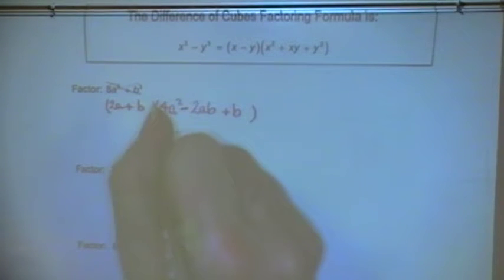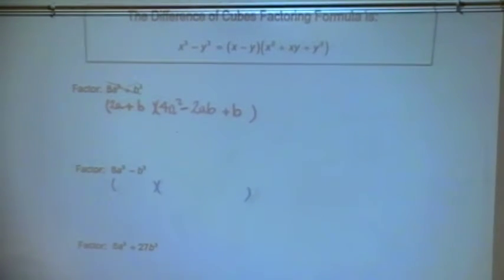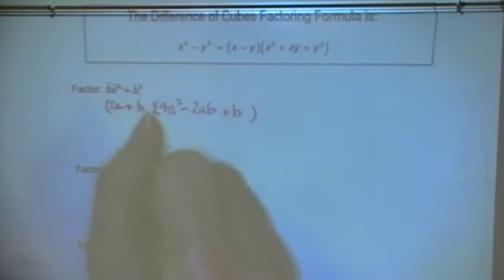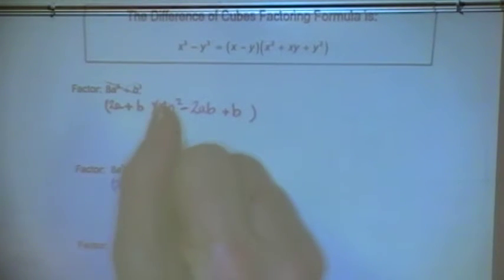So I'm going to start my pattern with a small set of parentheses and a large set. The sign for the small set comes from the original problem. It's the exact same sign. Take the cube root of the first term and put it in the first blank of the small set. Cube root of the last term goes in the last blank. Square the first term.